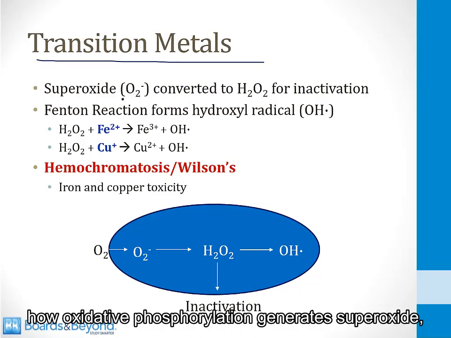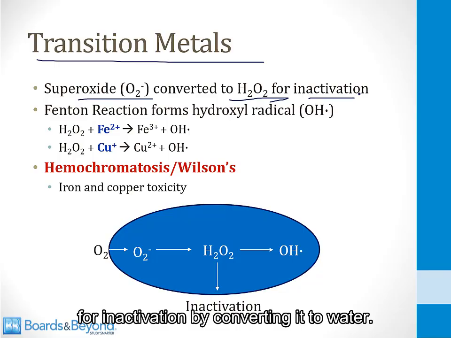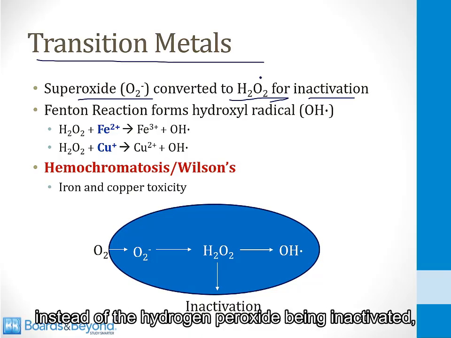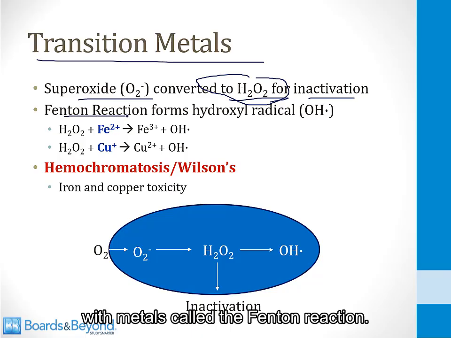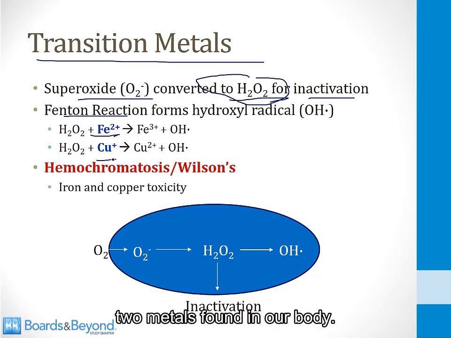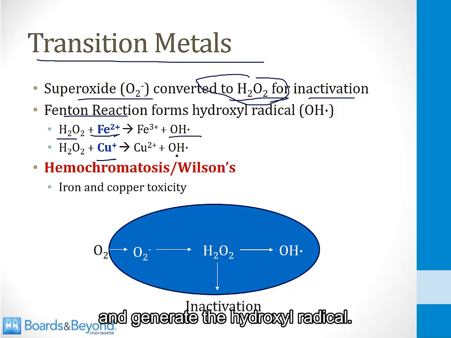Transition metals are another source of free radicals inside cells in the body, even under normal conditions. Earlier, I talked about how oxidative phosphorylation generates superoxide, which is converted to hydrogen peroxide for inactivation by converting it to water. However, if there are transition metals around, instead of the hydrogen peroxide being inactivated, it can react with the metals. Hydrogen peroxide enters something with metals called the Fenton reaction. This is shown on the screen here for iron and copper, two metals found in our body. They can react with hydrogen peroxide and become oxidized and generate the hydroxyl radical.